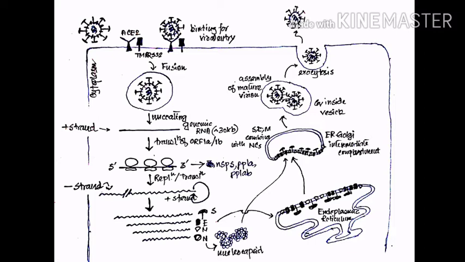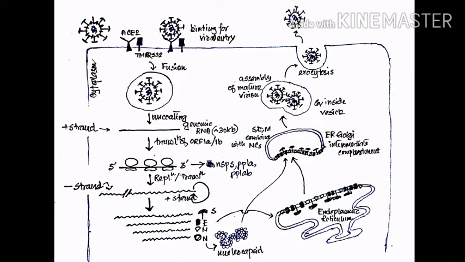Next, the uncoating phenomenon takes place where the capsid gets detached from the positive strand genomic RNA. Next, the translation of ORF1a, 1b happens, which results in the production of all the non-structural proteins PP1a, PP1b, etc., which are responsible for the further replication and transcription phenomenon.